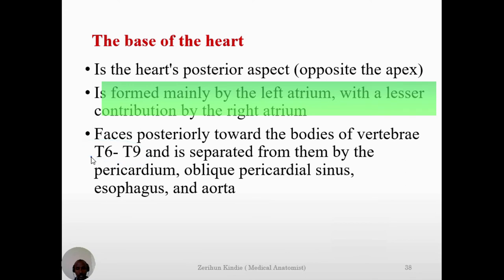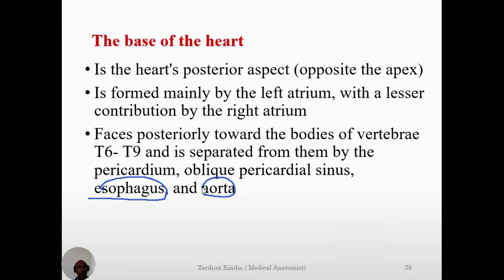As I told you, the base of the heart is nearest to the esophagus and aorta. It is anterior to the esophagus and aorta. The base of the heart is covered by the oblique pericardial sinus. So posterior to the base of the heart we can get the oblique pericardial sinus, and posterior to the oblique pericardial sinus we can get the esophagus and aorta.